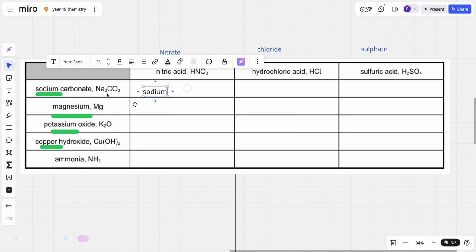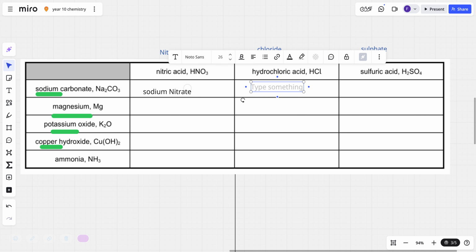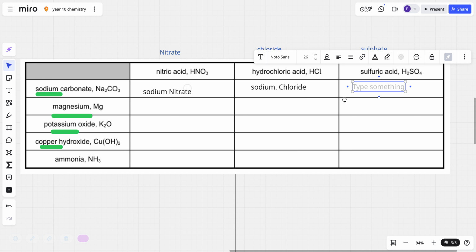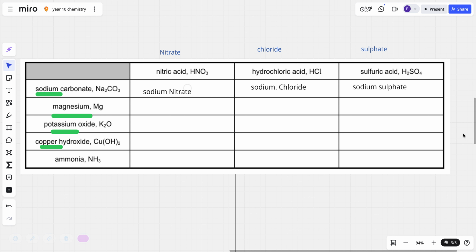So coming back down to here, you start with the name of the metal, sodium. And then you add on the ion that will form from the acid. This will be sodium nitrate. The name is above it. This one will be sodium chloride. And this one over here will be sodium sulfate. Okay. They're all sodium because on the left-hand side, it says sodium. If it's nitric acid, they're all nitrates, hydrochloric acid, they're chlorides, sulfuric acid, they're sulfates.